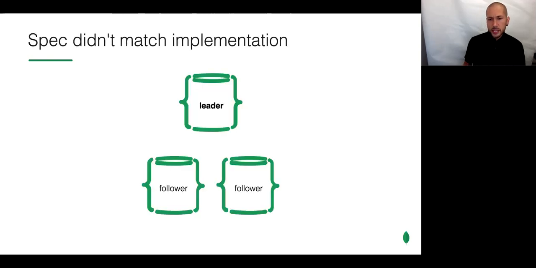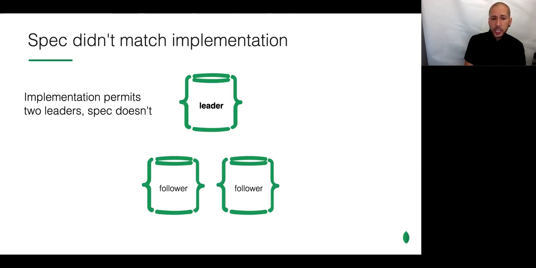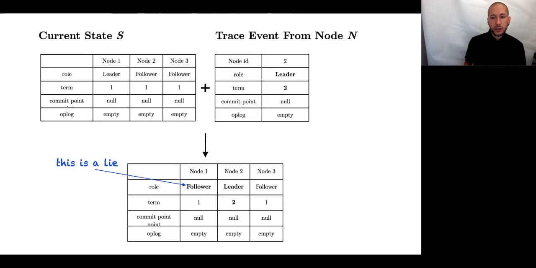The second problem is that we actually began with a spec that didn't match the implementation. There are a few discrepancies. For example, in our implementation, we can have two leaders at a time. This is true of Raft and many other consensus protocols. We didn't want to deal with that complexity in the spec, so we had ignored it and we'd assumed that there's only one leader at a time. In our Python script that processes events, we had tried to fudge this by marking the previous leader as a follower as soon as we learn about a new leader.